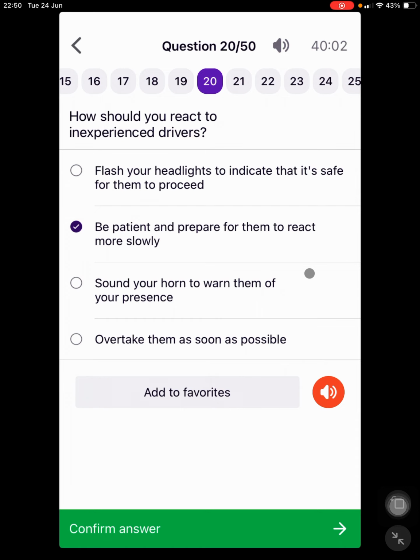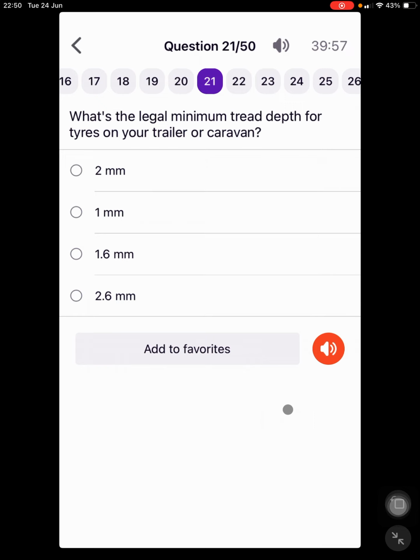Be patient and prepare for them to react more slowly. What's the legal minimum tread depth for tires on your trailer or caravan? 2 millimeters. 1 millimeter. 1.6 millimeters. 2.6 millimeters.